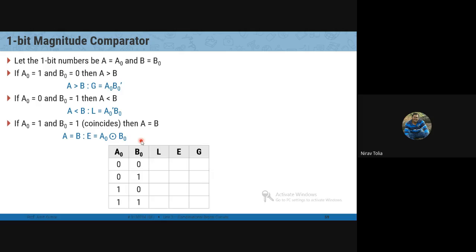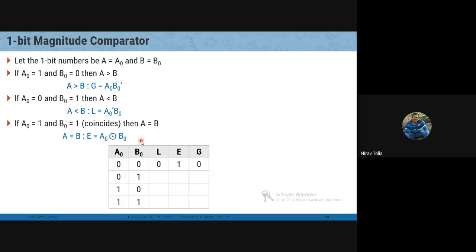So from the truth table, you can easily see A0 and B0 for 0, 0. Both are 0, 0, which means it is equal. L means less than, E means equal, and G means greater than. So 0, 0 means both are the same.